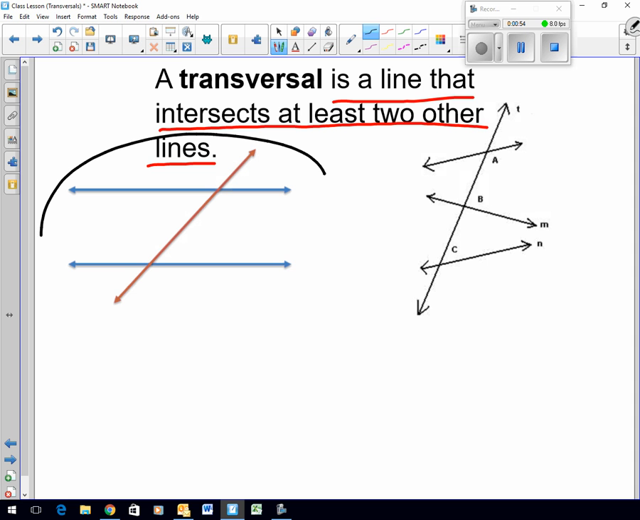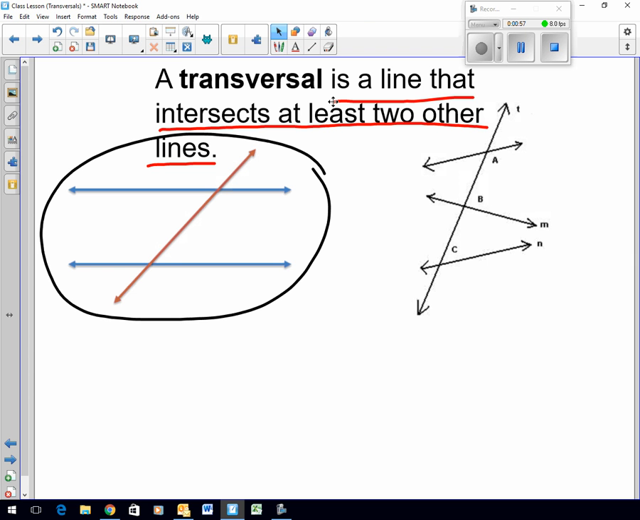You're going to have to know all the properties that go along with that transversal. 180 will be involved many times. Okay? Boom. Done. You guys already got it.